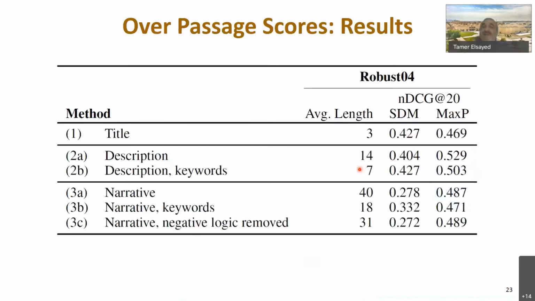Now another experiment that they did is a very interesting experiment. In this experiment, they compared max-p. Now we focus on max-p because it's the best. We did compare it between title and description, right? That was the previous slide. But here we add another line, which is description keywords. What is description keywords? They manually removed the stop words and the punctuation from the description. So they keep only the keywords in the description.